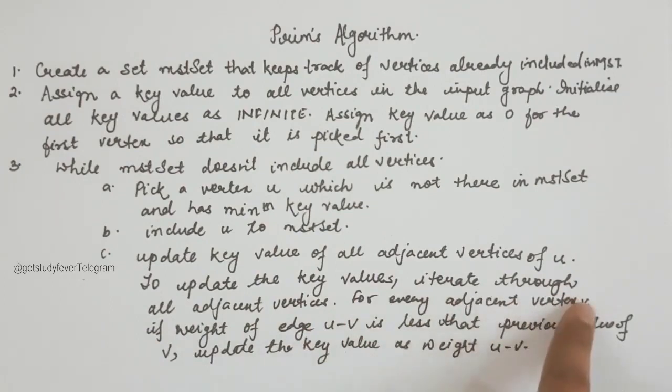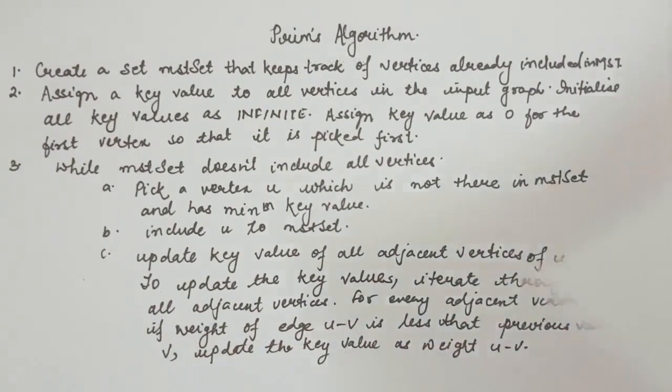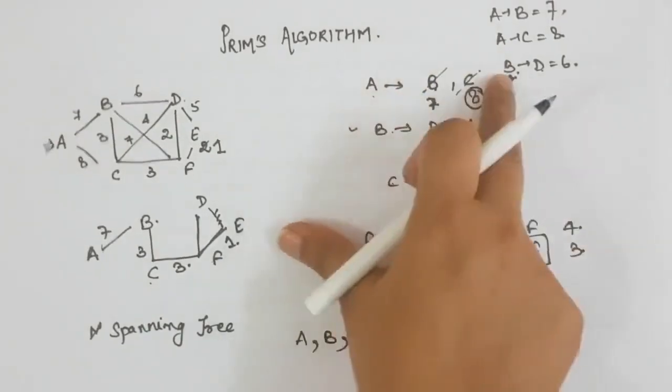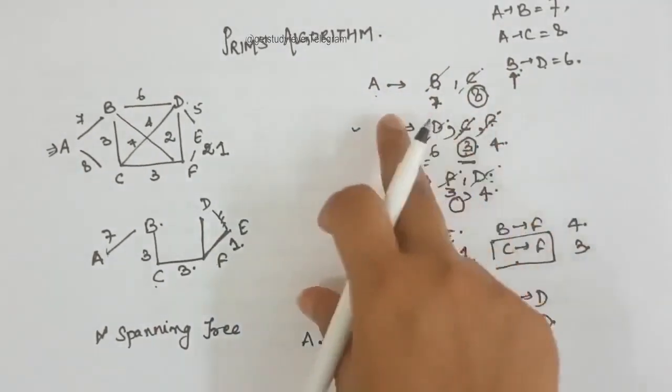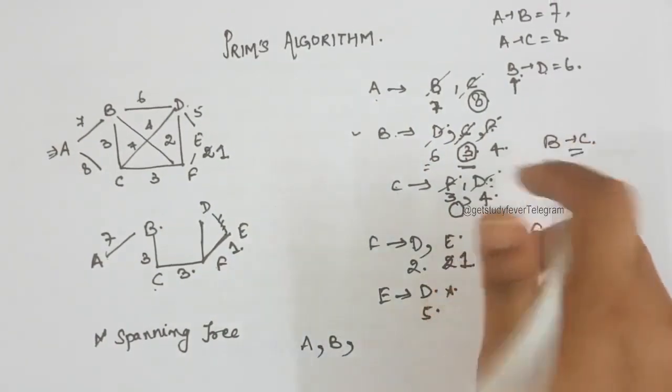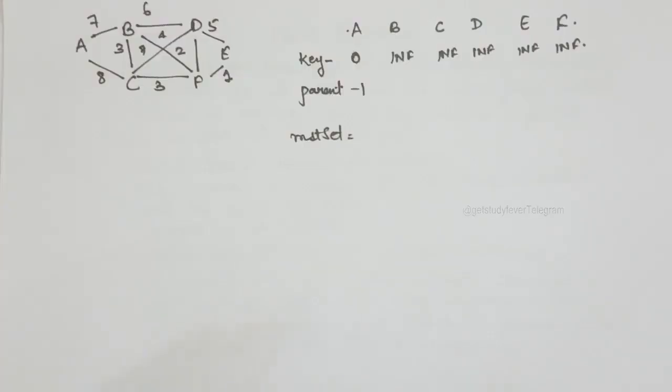For every adjacent vertex v, if the weight of edge u minus v is less than the previous value of v, update the key value of v to the weight of u minus v. So as we saw here, C was reachable from A and also from B. But since B to C had a lesser value, we update the key of C as 3. So let's try to run this particular algorithm.